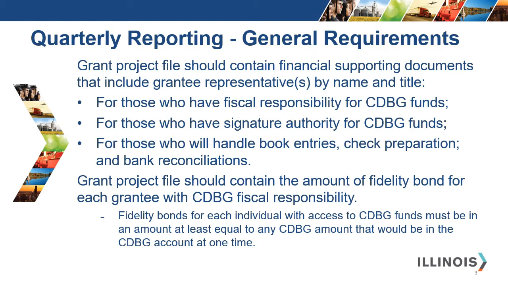For example, if the grantee has $100,000 in the bank account because, let's say, the contractor has not yet cashed the check, and the grantee draws and receives from DCEO an additional $100,000, and it is also in the grantee CDBG account, then the representatives with any access to CDBG funds must have a fidelity bond that is at least $200,000.